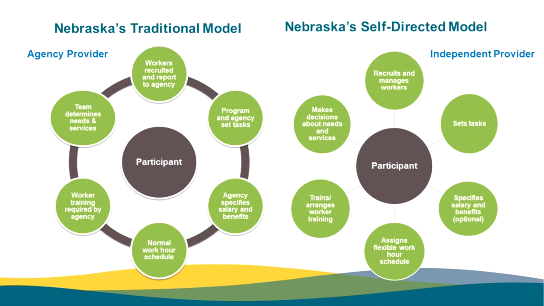In the self-directed model, the participant works with the family and supporters to make decisions about their needs and services. The participant, with support as needed, then recruits and manages their own workers. This includes describing the tasks that will be provided to the participant, specifying salary and benefits, which are optional in this case. The salary is provided within the parameters described in Nebraska's home and community-based waiver. The participant also works with the workers to assign a flexible work-hour schedule that meets the participant's needs. And finally, the participant either trains or arranges for all worker training, including those trainings mandated by the state of Nebraska.